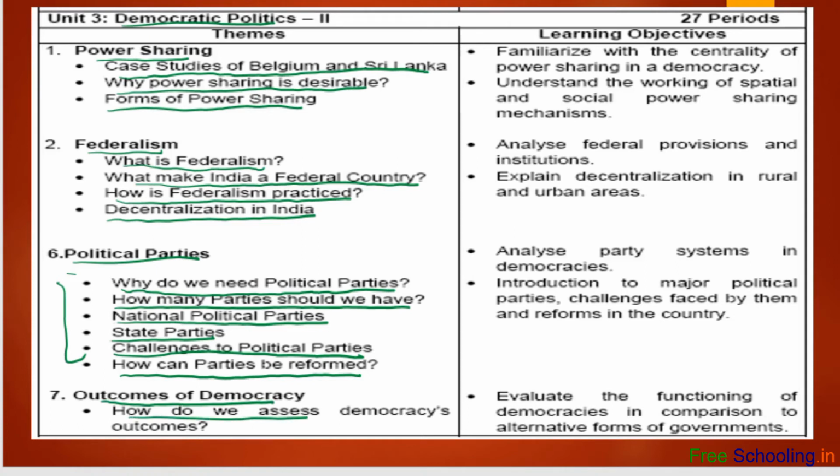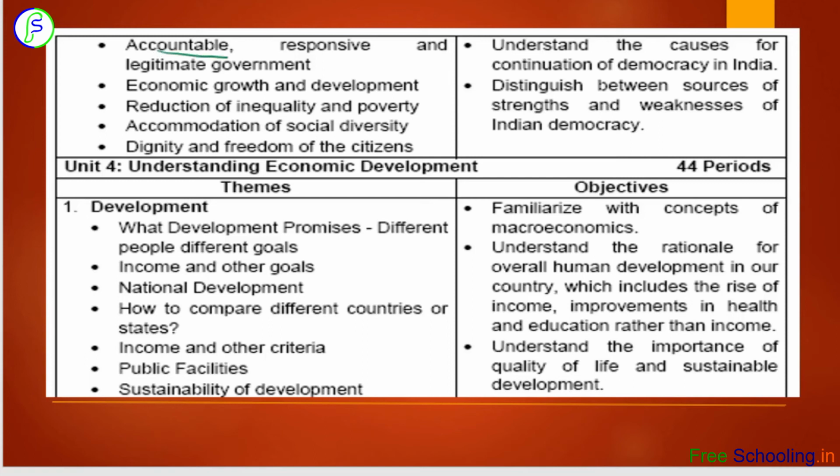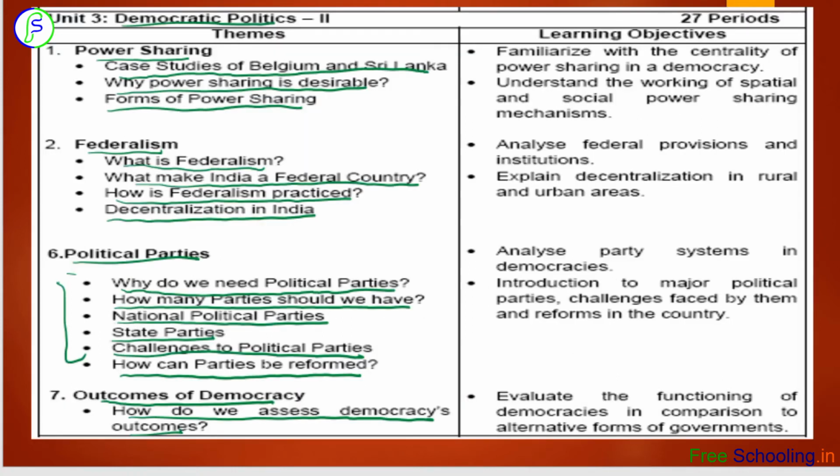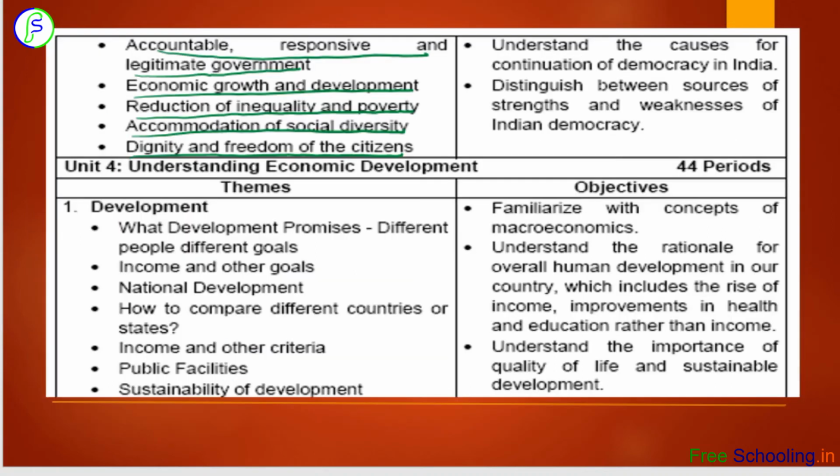Moving on to the seventh one, Outcomes of Democracy. So we have how do we assess democracy's outcomes, accountable, responsive and legitimate government, economic growth and development, reduction of inequality and poverty, accommodation of social diversity, dignity and freedom of the citizens. So these are all the topics that are needed to be covered in the chapter Outcomes of Democracy of Democratic Politics.